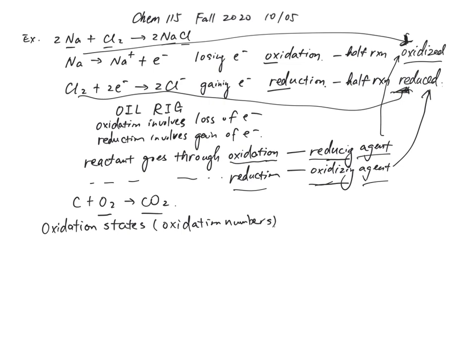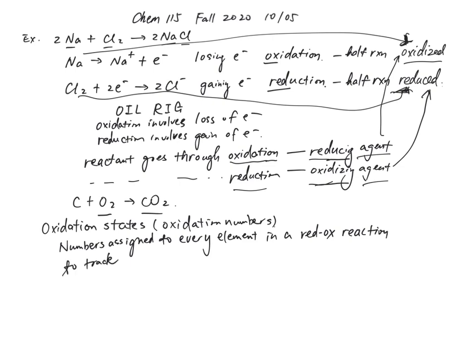Okay, these are numbers assigned to every element in a redox reaction to track electron transfer.